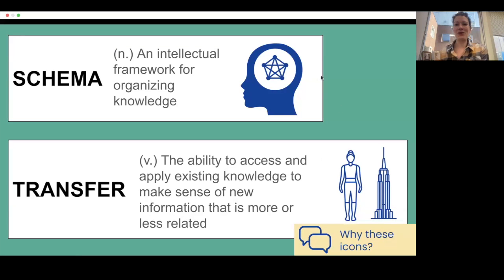And I have these little icons that I put here with my key concepts. I think the one for transfer or for schema is pretty straightforward, but I'm wondering, why do you think I chose these two icons to go with the transfer concept? And I'm just gonna go ahead and chat in any ideas that you have. What do those icons have to do with transfer?